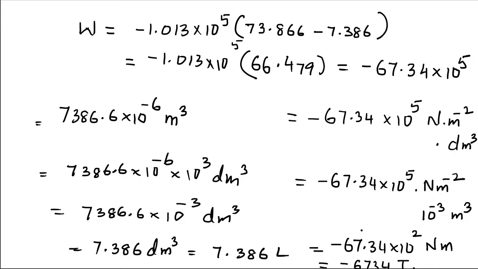The work done in this expansion: how much is that? 6734 joules of expansion work done in this irreversible process. For the same kind of problem that we discussed previously, which was a reversible expansion, the work done is 17,232, but here the work done is only 6,734. So it clearly indicates that work done in a reversible process is always higher than work done in an irreversible process.